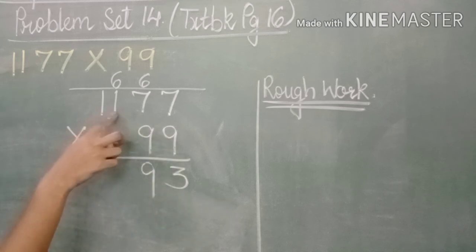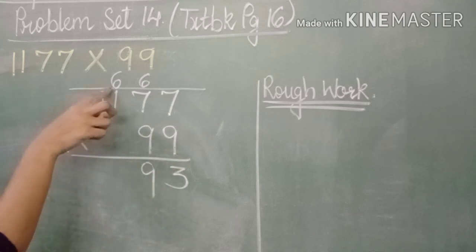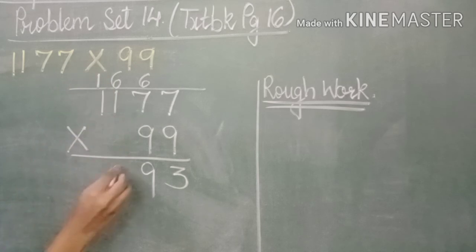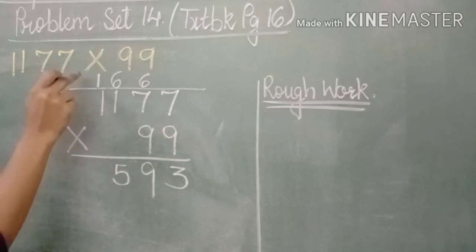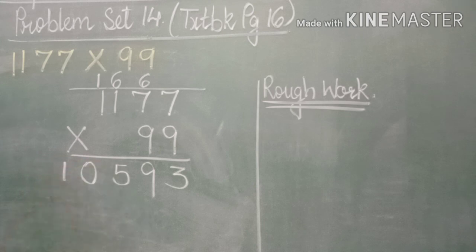Then 9 ones are 9 plus 6, that becomes 15. So 1 carried up, 5 written down. Then 9 ones are 9 plus 1 becomes 10.